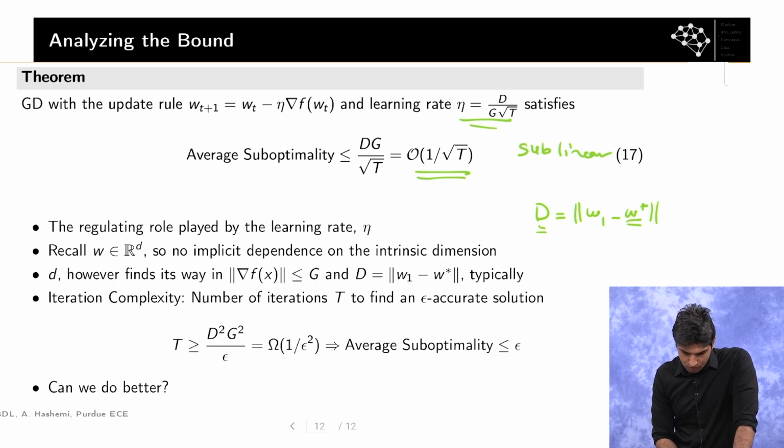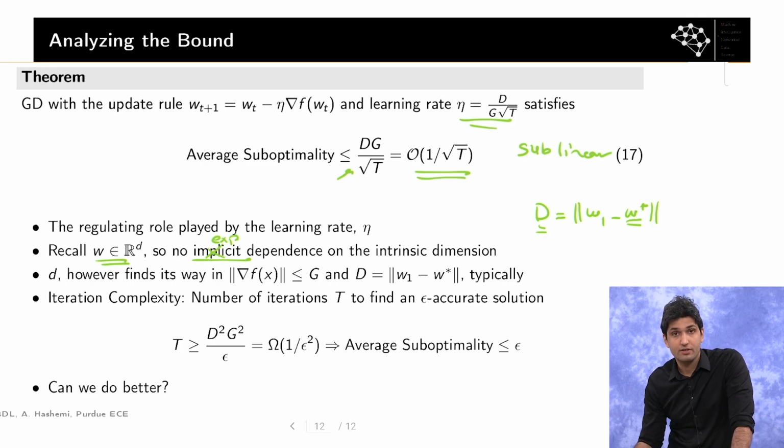All right. So one other remark is that there is no explicit dependence on the dimension. So we assume that W is a d-dimensional vector. So if you have a neural network with 100 million parameters, d is basically 100 million. Now, here in the bound, a small d doesn't show up at all. And this is a very desirable property of the gradient descent algorithm.